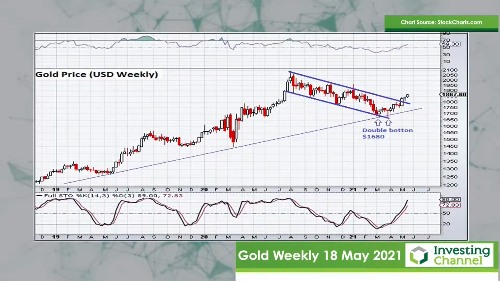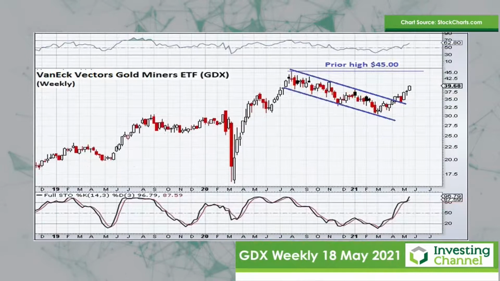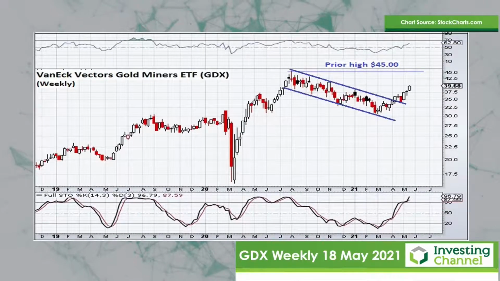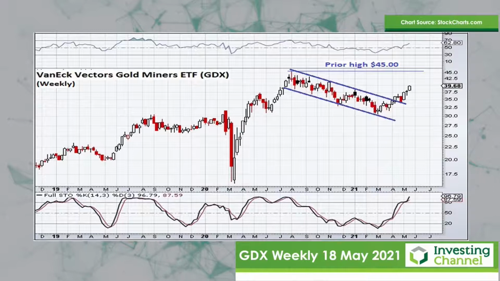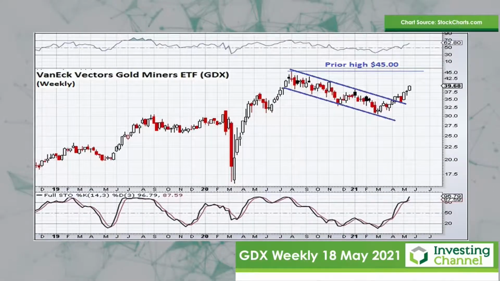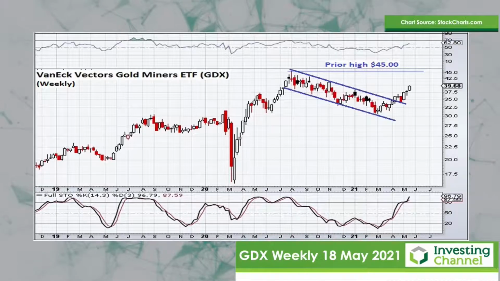What I then want to take a look at is the GDX. That's the VanEck Vectors Gold Miners ETF. And this is an ETF that tracks the performance of some of the largest gold mining companies in the world. First up, I'm taking a look at a weekly chart of the GDX. And there you can see there's a fairly close correlation, as one would expect, between the price of gold and this ETF itself.